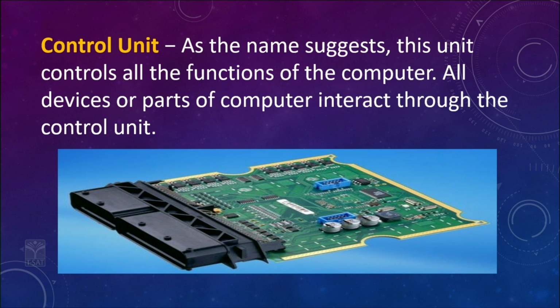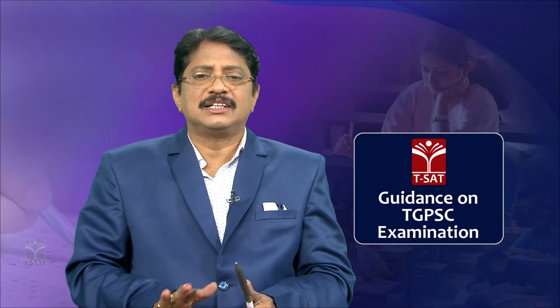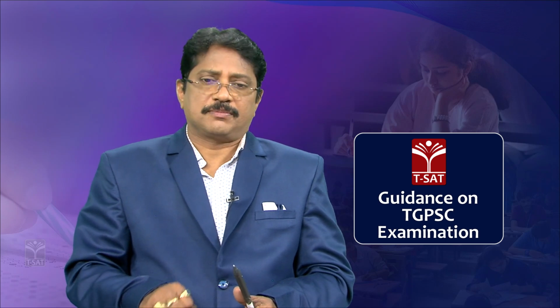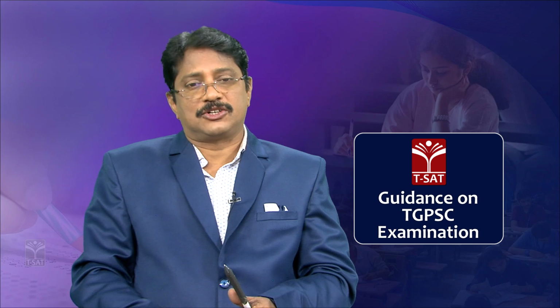All devices or parts of the computer interact through this control unit. See, this is a control unit. A printed circuit is already there, correct? This one we will call the control unit of a computer. It controls the total operations of the computer, and it controls all the parts of the computer. That's the reason we simply call it a controlling unit or control unit.